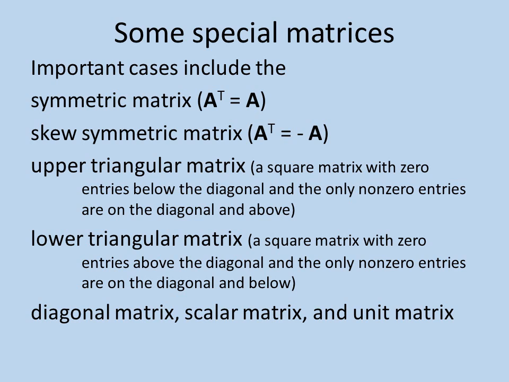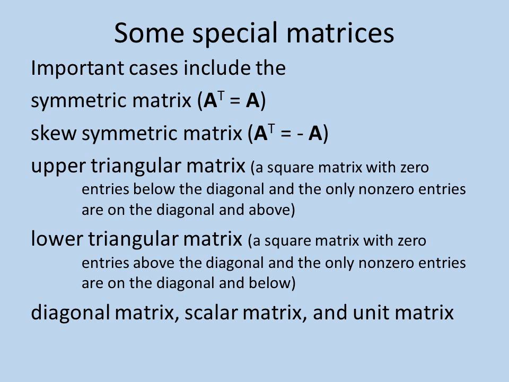In this course, one of the properties that we'll sometimes need is an upper triangular matrix. An upper triangular matrix is a square matrix with 0 entries below the diagonal, and the only non-zero entries are on the diagonal and above the diagonal. Similarly, a lower triangular matrix is a square matrix that has 0 entries above the diagonal, and the only non-zero entries are on the diagonal and below.